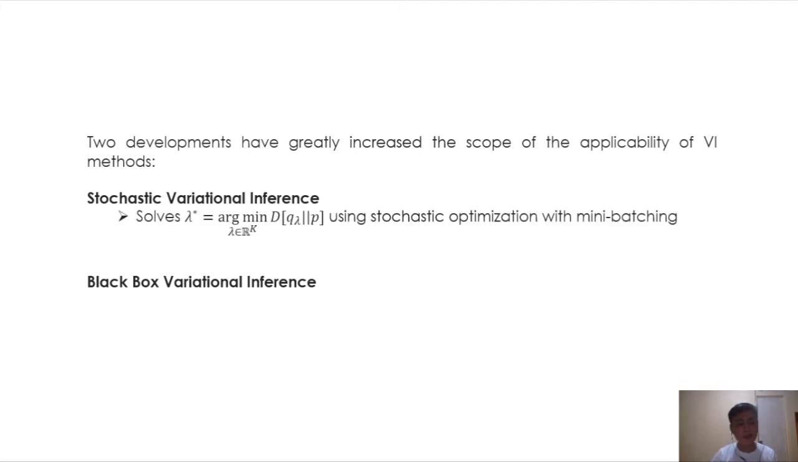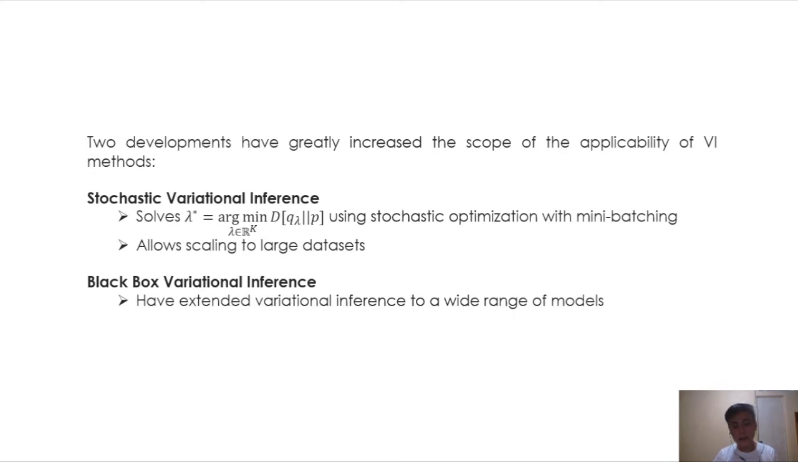Let us first take a look at the stochastic variational inference. So here, we try to solve lambda star using stochastic optimization with mini batching. With the help of mini batching, this allows us to scale to data sets with tens of millions of observations. The black box variational inference, on the other hand, has extended variational inference to a wide range of models in probabilistic programming context. This is achieved by removing the need for model-specific derivation, making our approach flexible.